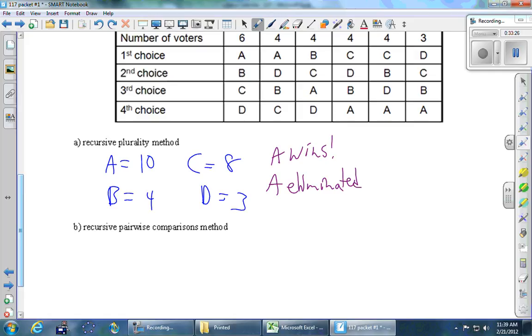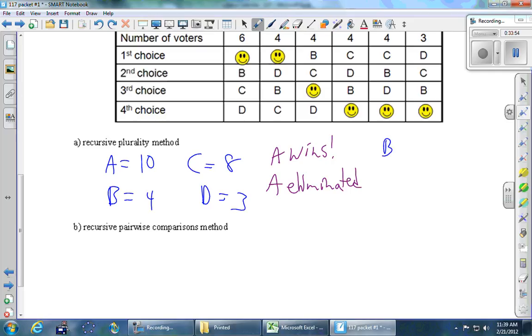So let's eliminate A. I'm not going to cross A off in the normal way. We're going to give A a happy reason to go away. So all of the A's disappear. And now this is a brand new election with how many candidates? 3. And now we're going to count the votes using plurality. First place votes only.